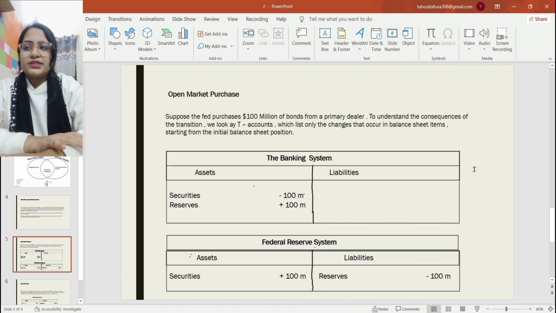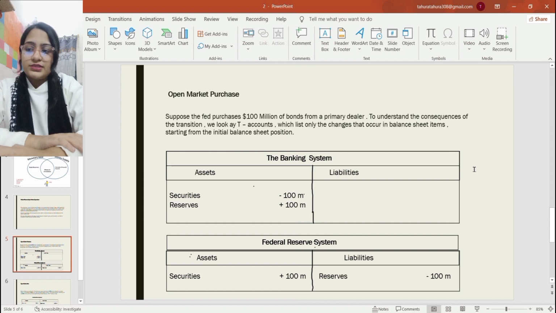Then we can see the open market purchase, which is included in the open market operations. Suppose the Fed purchases $100 million of bonds from a primary dealer. To understand the consequences of the transaction, we can look at the T account of the banking system and the Federal Reserve System. The banking system and Federal Reserve System will change because of the purchase of $100 million of bonds from a primary dealer by the Fed.